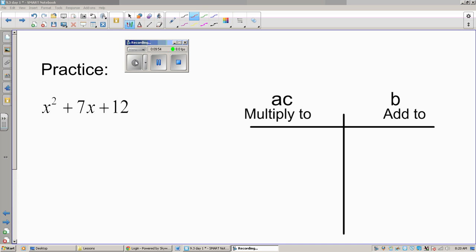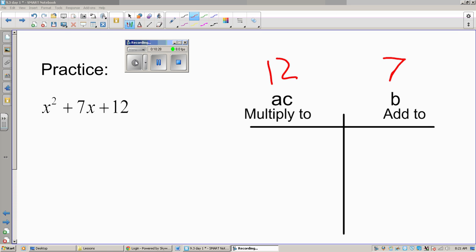Can you tell us what you're multiplying to and adding to before you actually show the answer? I'm multiplying to 12. I'm adding to 7. Why? Because this is our C, and that's our A. 12 is our C, and 1 is our A, and 7 is our B, so we have to add to get our B with the 7, and multiply to get 12.